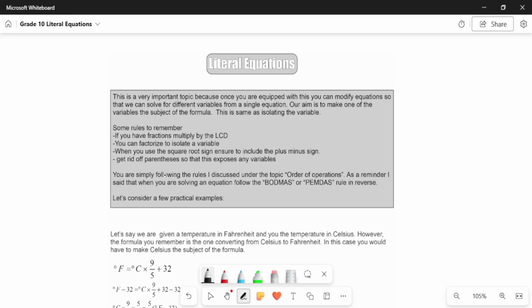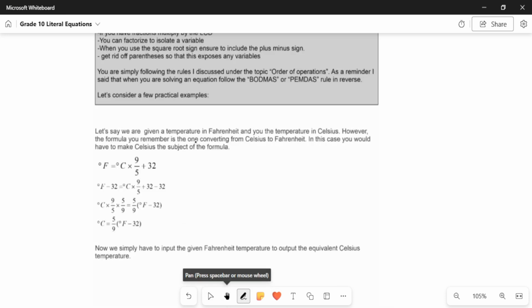Right? So let's consider a few practical examples. Let's say we are given a temperature in Fahrenheit and you require the temperature in Celsius. However, the formula you remember is the one converting from Celsius to Fahrenheit. In this case, you would have to make Celsius the subject of the formula. So let's say that this is the formula you remember. Now, if you want Celsius and you're given the Fahrenheit temperature, you can put in the Fahrenheit temperature and solve for Celsius. However, the more systematic approach would be to make Celsius the subject of the formula and just input the Fahrenheit temperature.